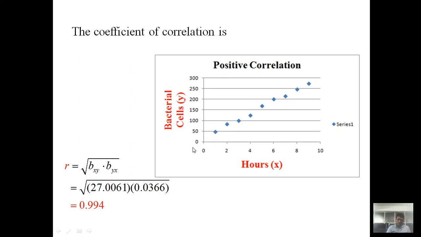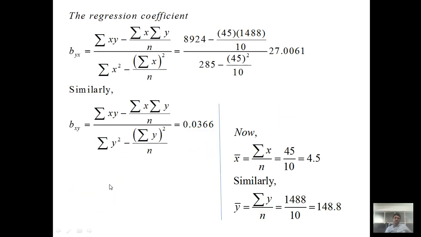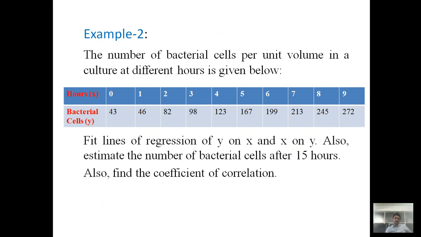As the value of x increases, the value of y also increases. This type of nature is known as a strong positive correlation. So from the graphical representation, we can also say that there is a strong positive correlation between the number of hours completed and the size of the bacterial cells.